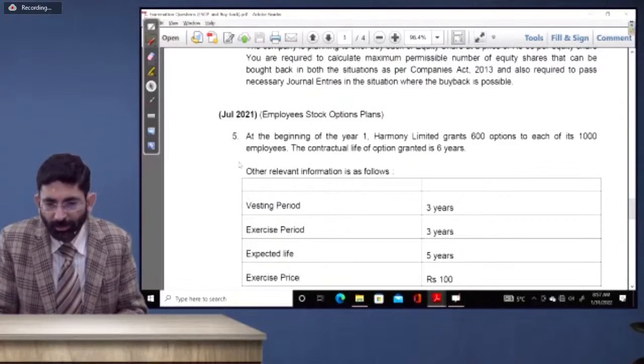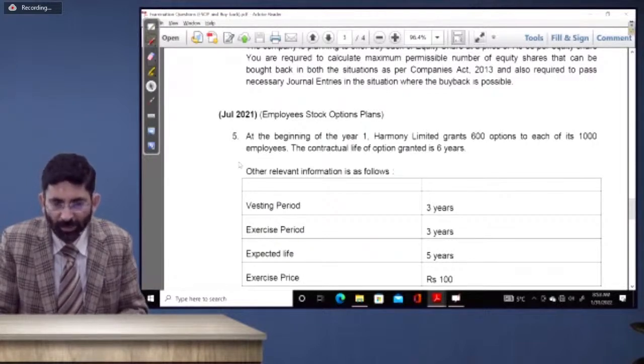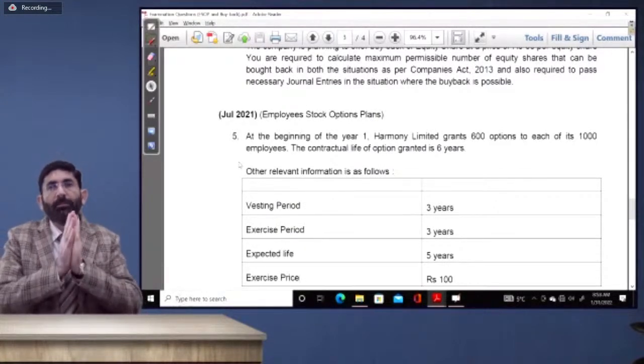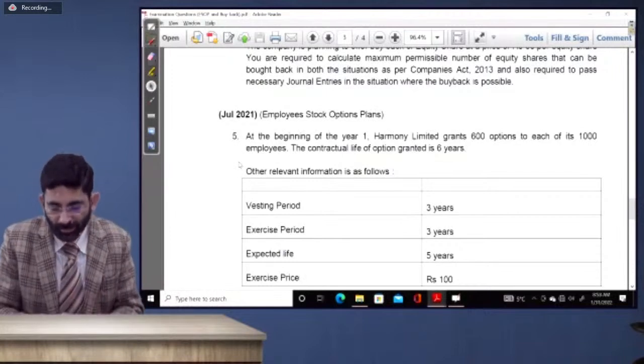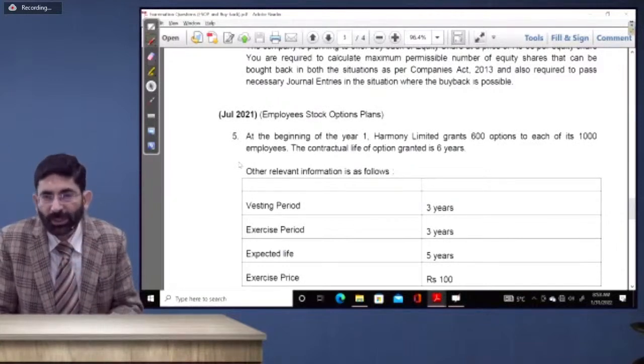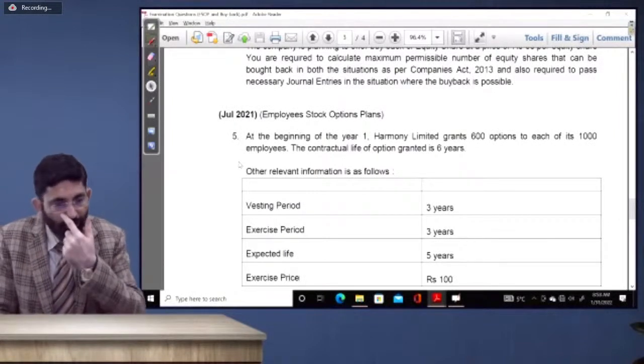At the beginning of year one, Harmony Limited grants 600 options to each of its 1,000 employees. The contractual life of options granted is 6 years, meaning the total period is 6 years, in which the vesting period is 3 years. Very important question. A different type of question has come into your exam. Just see how you can solve it. I have given you the chance to solve it. Have you done it?